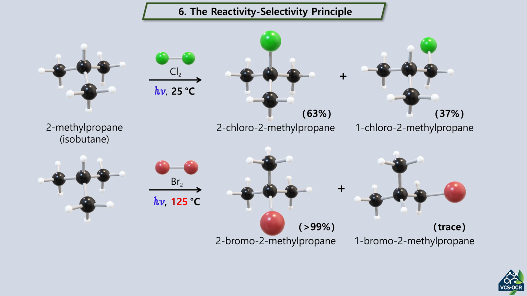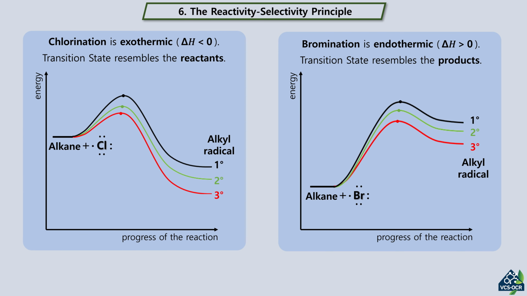In sharp contrast, bromination exhibits near-perfect regioselectivity. Reaction at the tertiary position yields 2-bromo-2-methylpropane in greater than 99% yield, leaving the primary product as a mere trace amount. We can explain this striking difference using energy diagrams and the Hammond postulate.